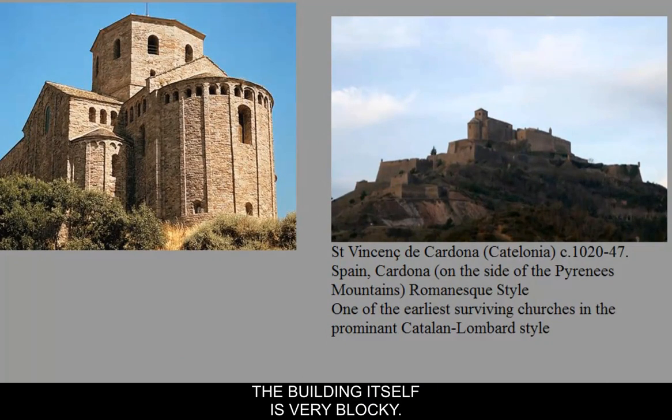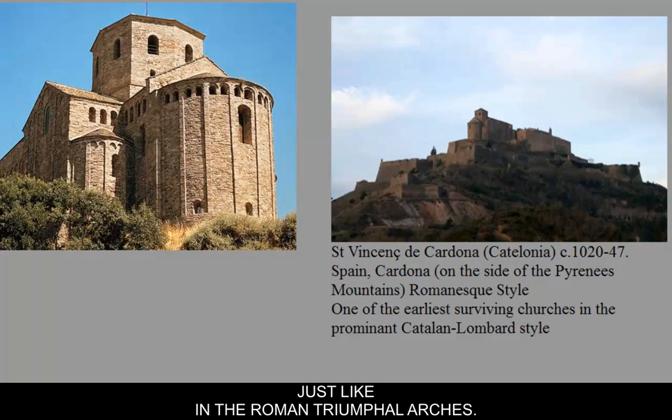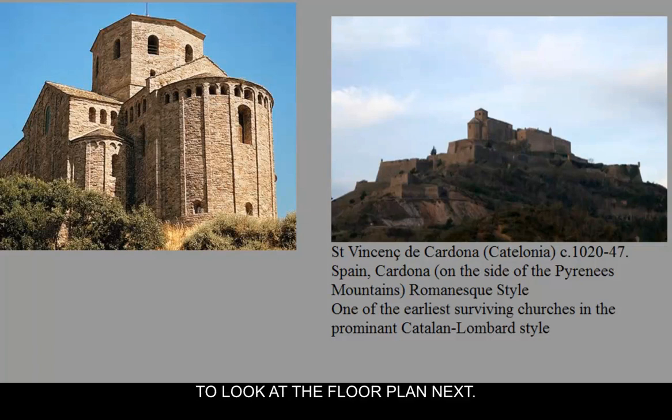The building itself is very blocky. It's very stocky. It has very small windows. You wouldn't have a lot of light flooding in. It was a very defensible building, and it incorporates the use of barrel vaults running throughout it, just like on the Colosseum, just like in the Roman triumphal arches. It does have a round apse at the end, and so we're going to look at the floor plan next.